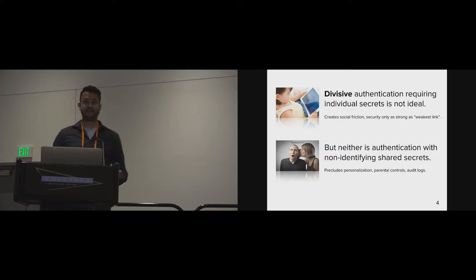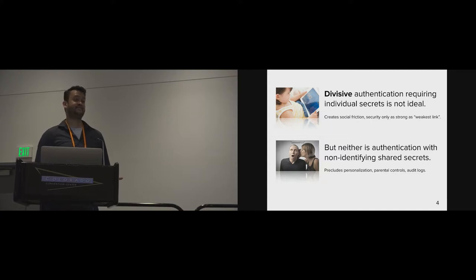For these small local groups of people, divisive authentication that requires each individual member to store their own secret, generate their own secret and jealously guard their own secret is often socially inappropriate and can create unnecessary social friction. It also creates a structure where the security of the group is only as strong as the person investing the least amount of effort into security, so it doesn't equitably distribute the responsibility for security for the group. On the other hand, one way to overcome this is to have a shared password system where everybody in the group shares the same password. But this is not ideal for situations where you want to personalize, for example, a Netflix stream, or you want to have parental controls in the case of a father sharing an iPad with a child. And it also precludes things like audit logs.